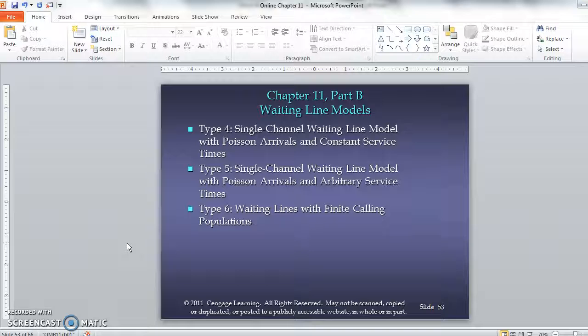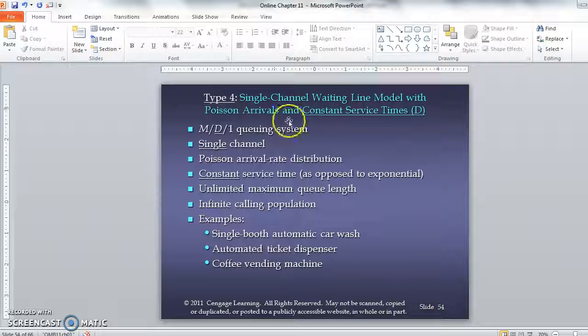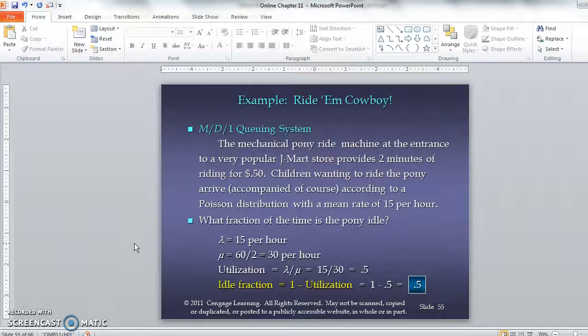3 more types of models, and they're all pretty straightforward and simple. Let's start to walk through them. I'm calling them type 4. We have constant service times, not variable service times. It's not represented by a distribution. It's constant. We know what it is. So instead of MM1, it's an MD1. Examples would be automatic car wash, some ticket dispensers, maybe a vending machine. You know what the service time takes.